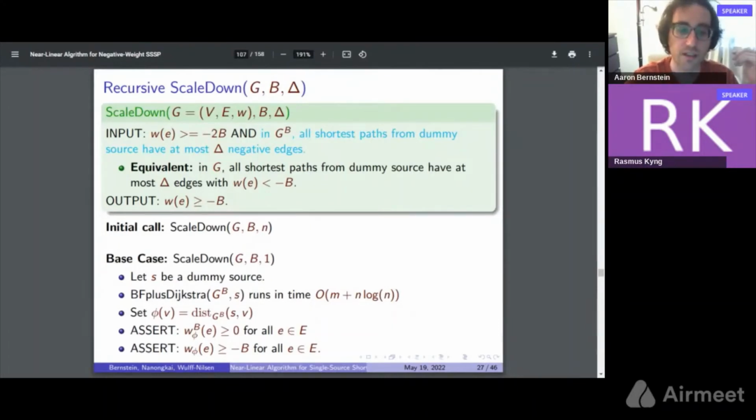So you run BF plus Dijkstra, you set the price function to be the distances, and as we've said before, once you compute distances, you get a price function such that all the edges become non-negative in GB. We can only run BF plus Dijkstra in GB. That's really important because our guarantee is that in GB there are a few negative edges, and that's why BF plus Dijkstra will be fast. In G there might be many, many negative edges, but in GB there are a few, and so we can compute distances, so we compute a good price function for GB. And then the point is that in G it gives you a price function where all the edge weights are bigger than negative B.